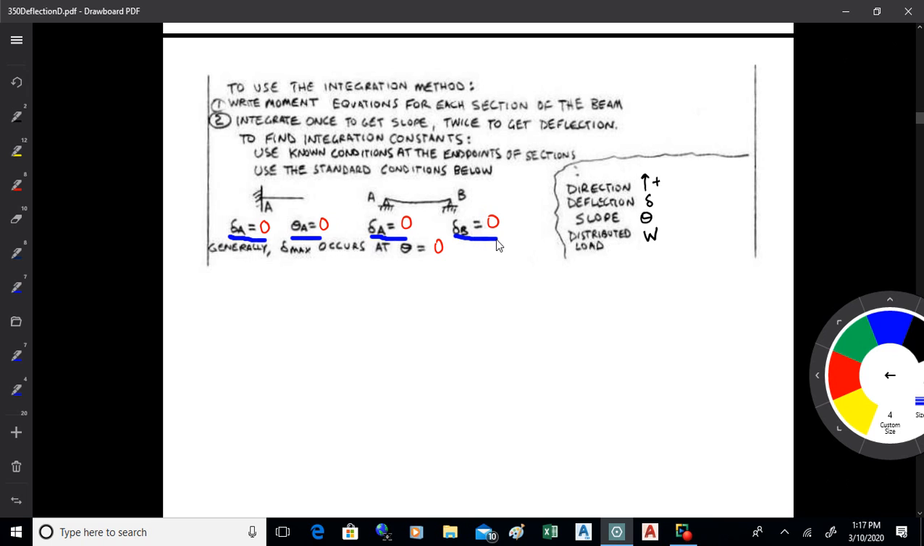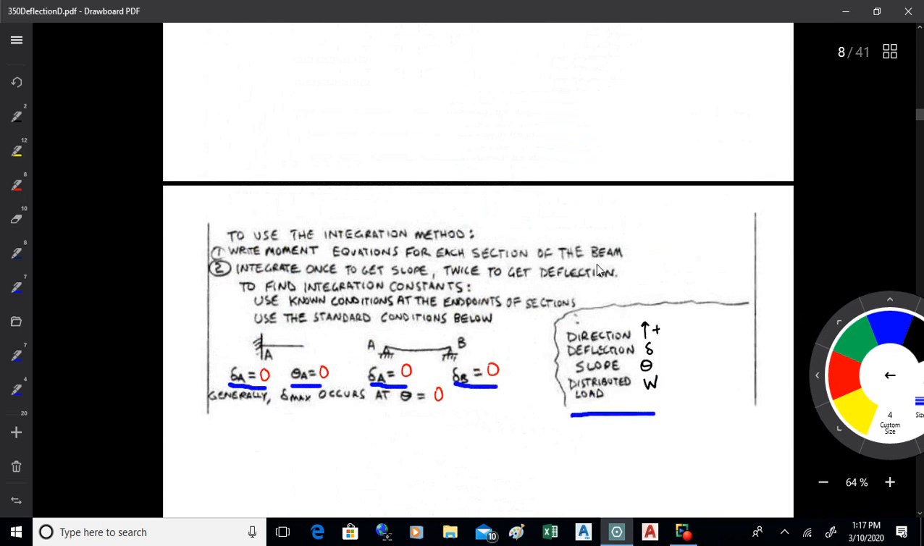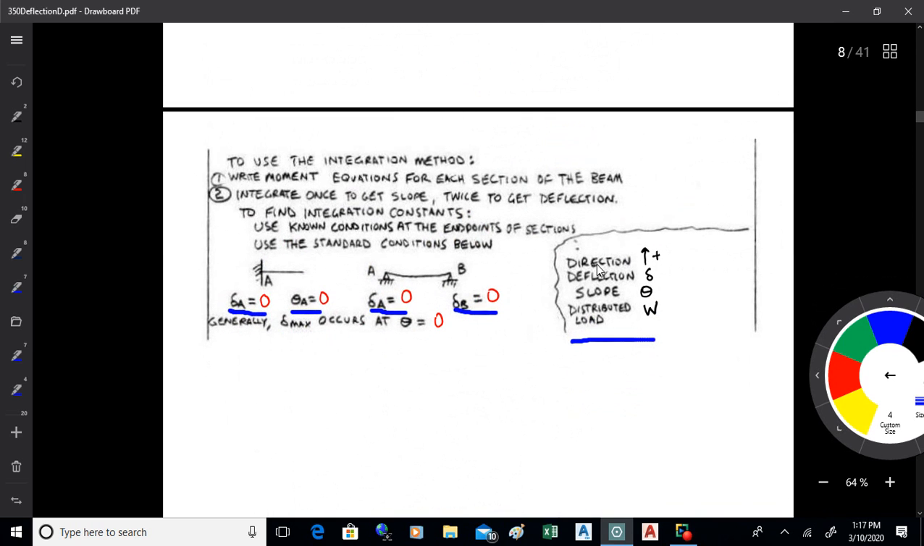Now, generally speaking, I use these definitions here. Direction, I have positive up. Deflection is delta. Slope is theta. Distributed load is W. But I've seen different conventions used in textbooks and different variables used for these things. That's why I'm calling mine out. Those are the ones that I use.